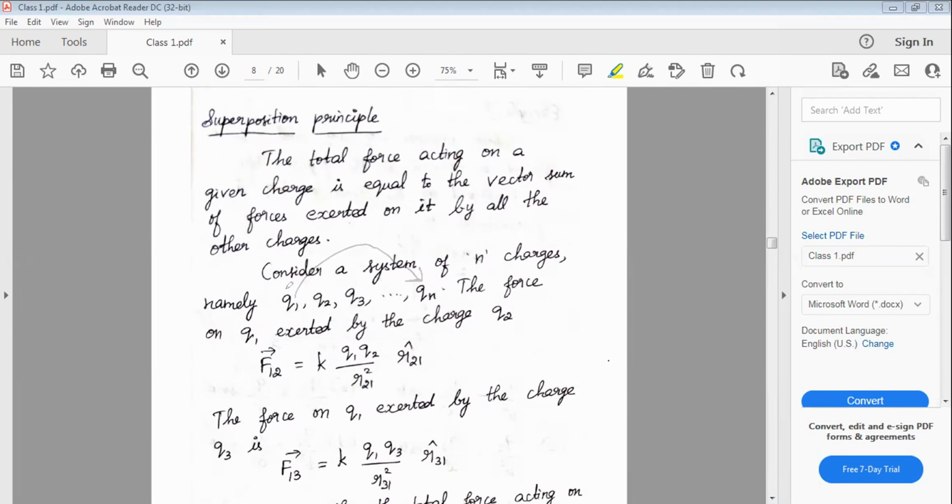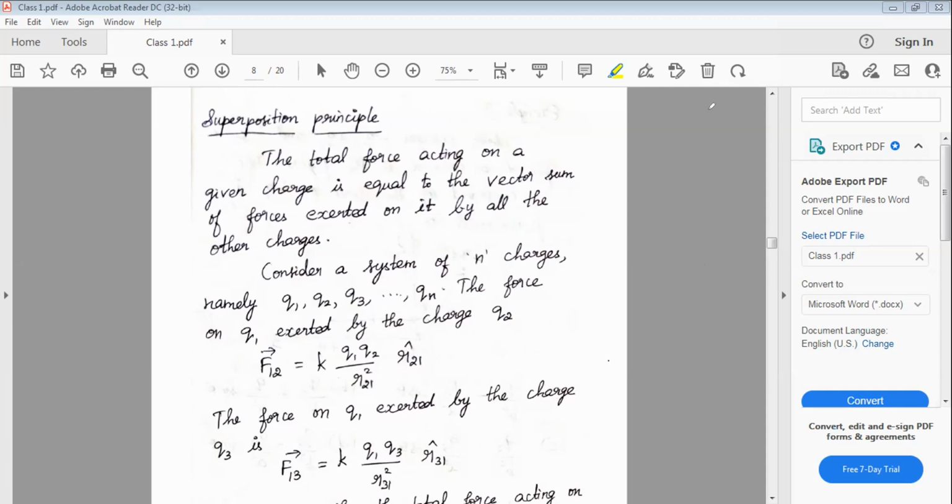So what you have to do is, you have to find the force exerted on this charge due to all the other charges, one by one. One by one you have to find out the force exerted on charge Q1, due to charge Q2, charge Q3, charge Q4, like that. So one by one you have to calculate each force. Here I have calculated the force exerted on charge Q1 due to Q2. So F12 equals this equation according to Coulomb's law. Similarly, F13, that means force exerted on this Q1 due to this Q3. So F13 equals K into Q1 Q3 by R31 squared.